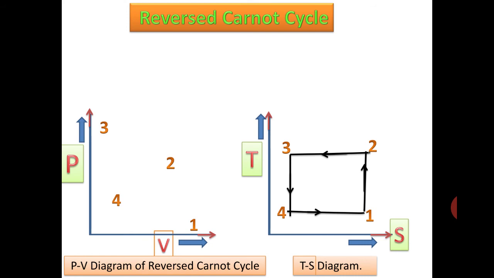Let us study the reverse Carnot cycle in steps. First of all, you should know what is a cycle, and for that purpose you should also know what is a process, and before that it is necessary to know what is the state or condition. So the state or condition of a substance is nothing but a set of properties of that particular substance.